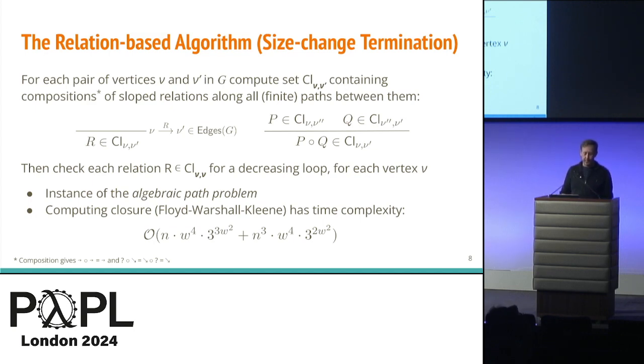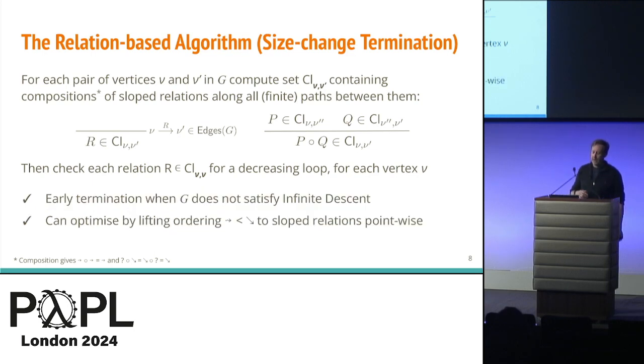And with this method to check infinite descent, what we have to do is check that each relation corresponding to a path from a vertex to itself has a loop with one of these decreasing slopes in it. So this can be seen as an instance of the algebraic path problem, and so we can use the generalization of the Floyd-Warshall all pairs shortest path algorithm for it. So this is straightforwardly seen to be polynomial, in fact, cubic in the number of vertices of the graph. Interestingly, it is only exponential in this one parameter, the vertex width. So there's a separation in the complexity between the two parameters.